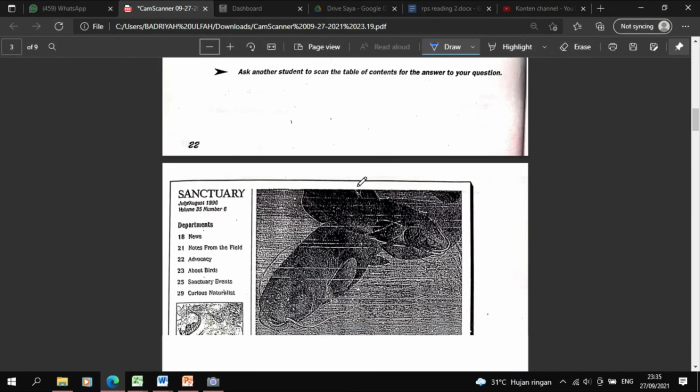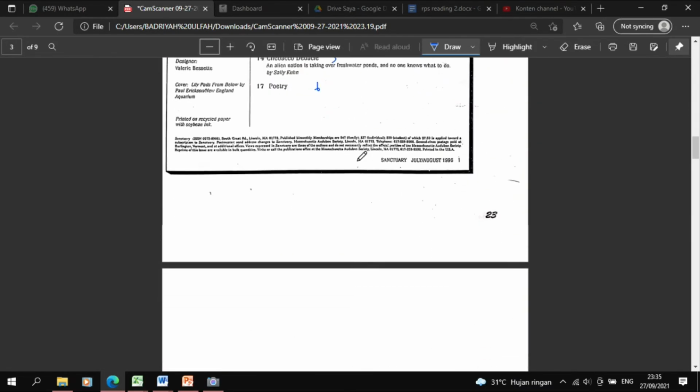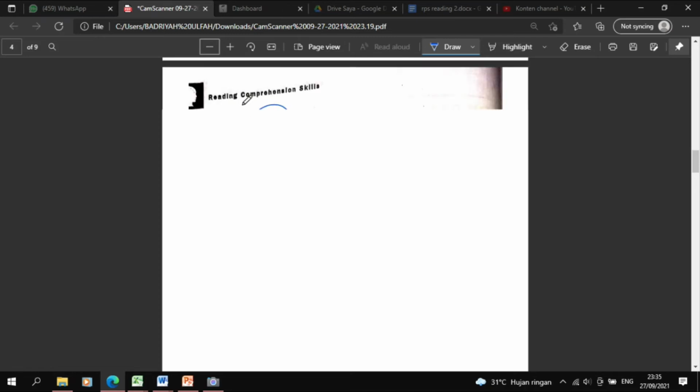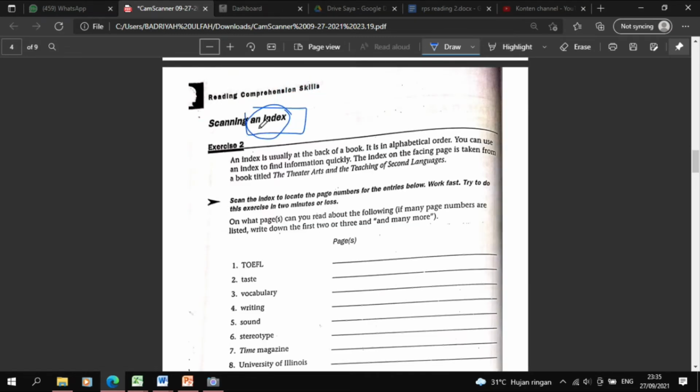Okay, so next one is scanning an index. What is an index? An index is usually at the back of a book. So you go check your book right now. You can check any book. A good book will have an index. It is in alphabetical order. You can use an index to find information quickly.